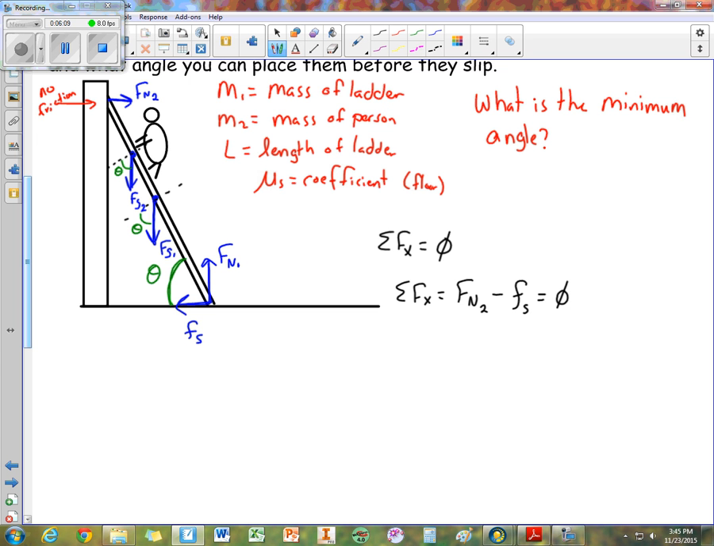Okay, so let's go ahead and plug some things in. Fn2, now friction is the coefficient of friction, μs, times the normal force, and this is normal force 1, has to equal 0. And that's as far as we can go. So this gives us our first equation.